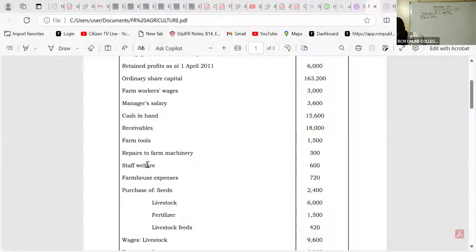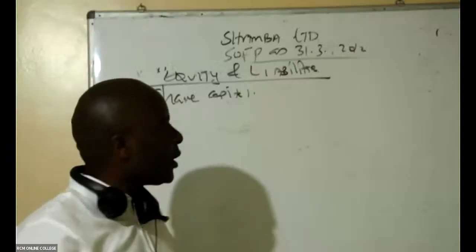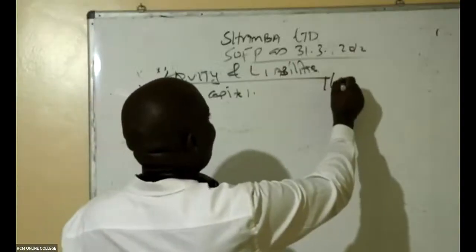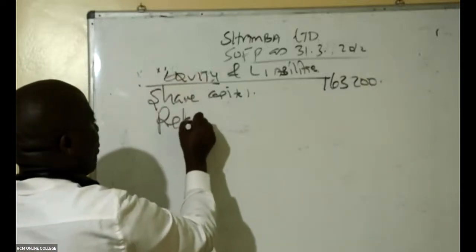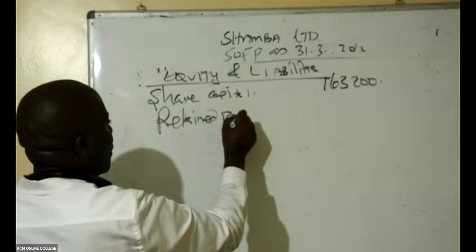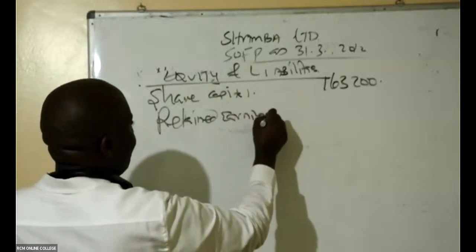Is there anybody who is able to pick? You can see your ordinary share capital: 163,200. And then we have retained earnings, which is a form of equity.